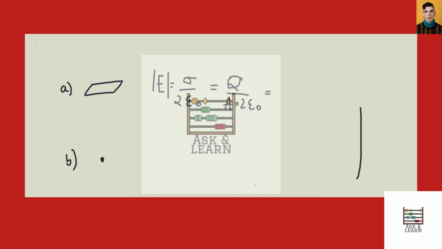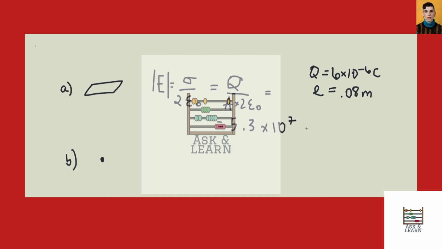Oh, I think I'll run out of space if I do that. So the charge is 6 times 10 to the minus 6 coulombs, and then the length of it is 0.08 meters, 8 centimeters. And so when I plugged this into my calculator, I obtained 5.3 times 10 to the 7 newtons per coulomb.